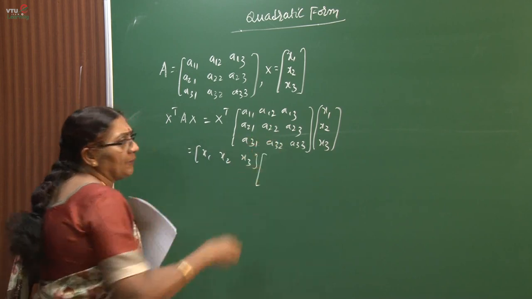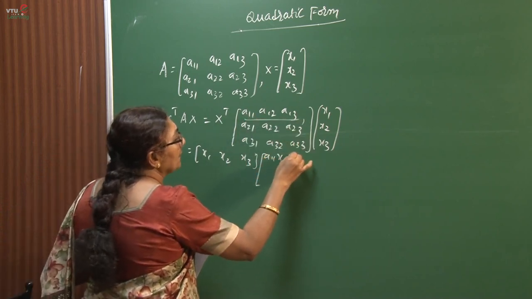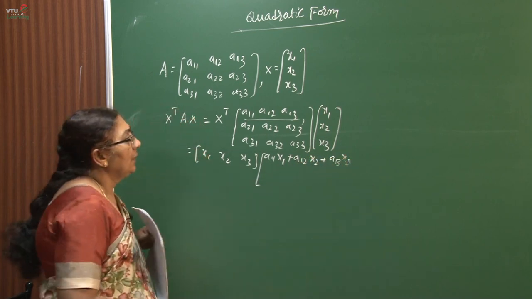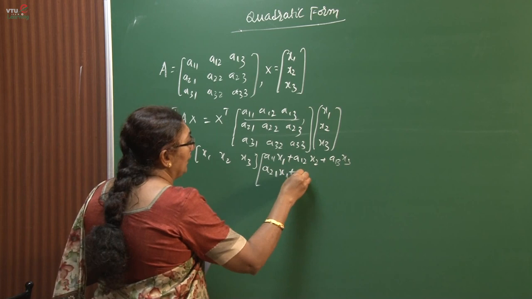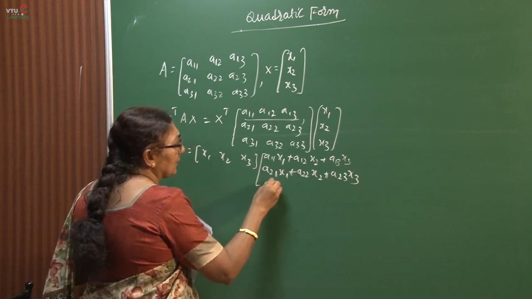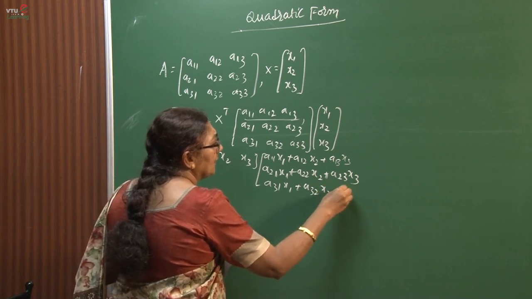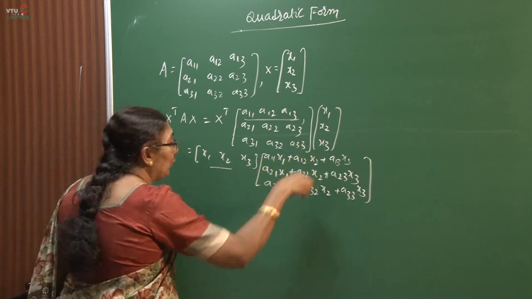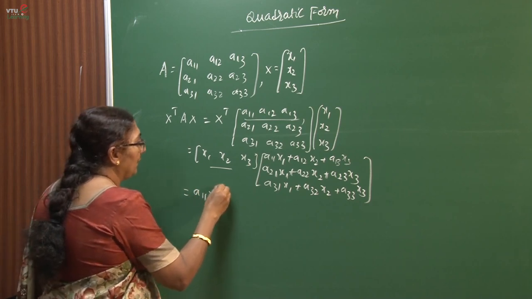Now multiply row into column. Once you multiply row into column: A11 x1 plus A12 x2 plus A13 x3. Next, second row with the column: A21 x1 plus A22 x2 plus A23 x3. Next, last row: A31 x1 plus A32 x2 plus A33 into x3. And then you multiply row into column. We get a one-term value, A11 x1 square.